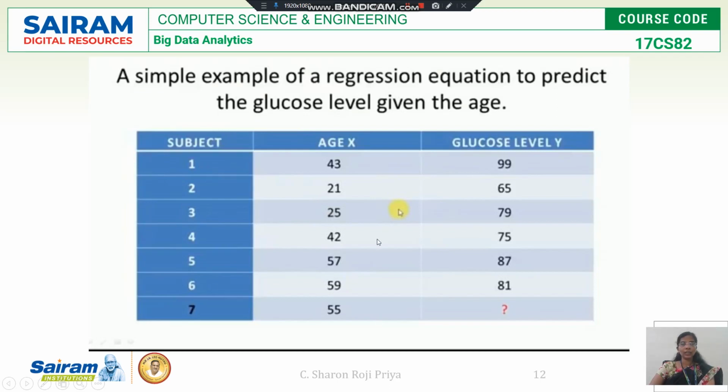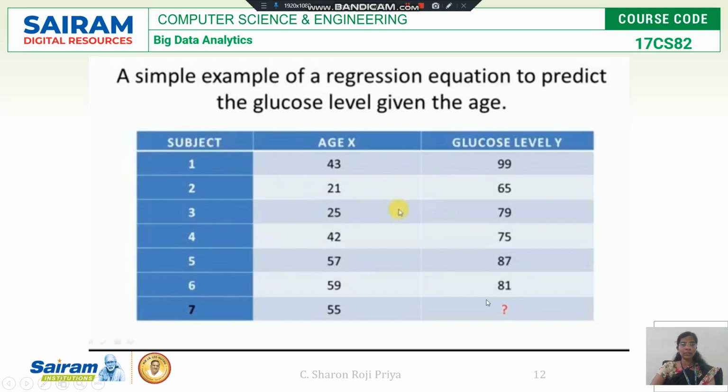And here we can see an example. We have to predict the glucose level for the age 55 given 6 instances of ages and corresponding glucose levels. For understanding it easily, age is represented by X and glucose level is represented by Y. First, using the regression technique, I have to predict the relationship between this independent variable and dependent variable.